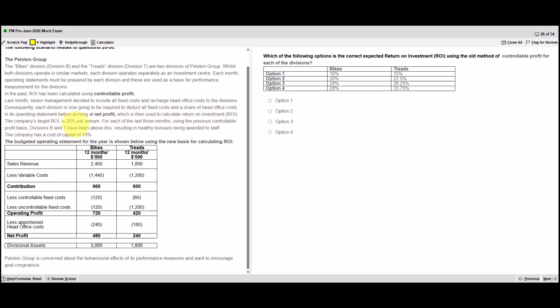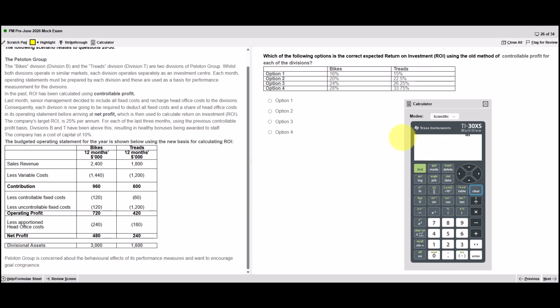The target ROI is 25%. For the last 3 months using the previous controllable profit basis, divisions B and T have been above this, resulting in healthy bonuses being awarded to staff. The company has a cost of capital of 10%. Budgeted operating statement for the year is shown below using the new basis for calculating ROI. So we've got sales revenue, variable costs, contribution, controllable and uncontrollable fixed costs, apportioned head office costs, and divisional assets. Peloton Group is concerned about the behavioural effects of its performance measures and wants to encourage goal congruence.